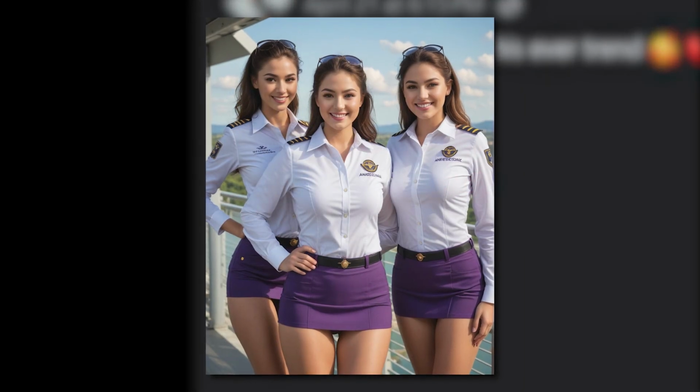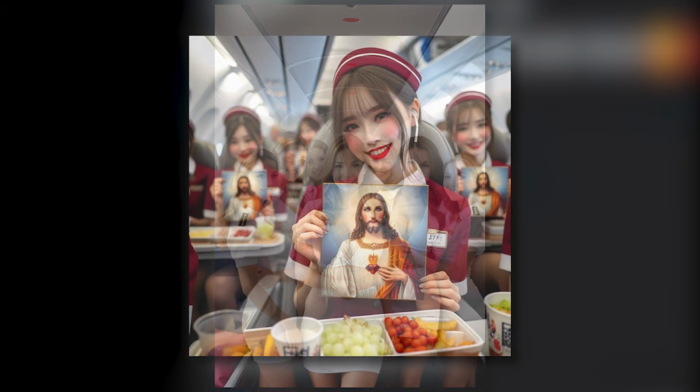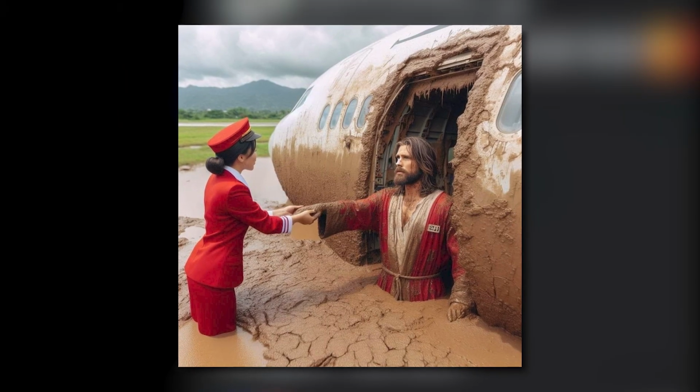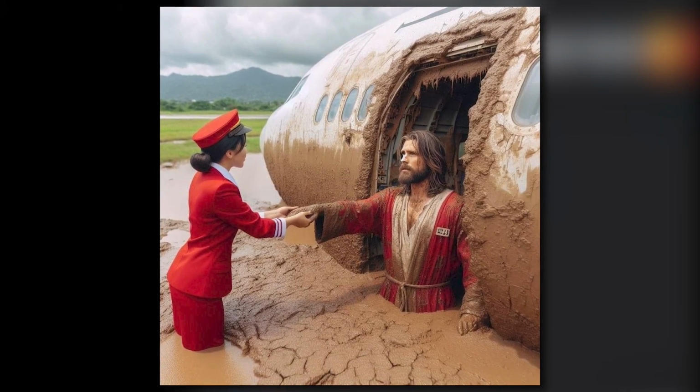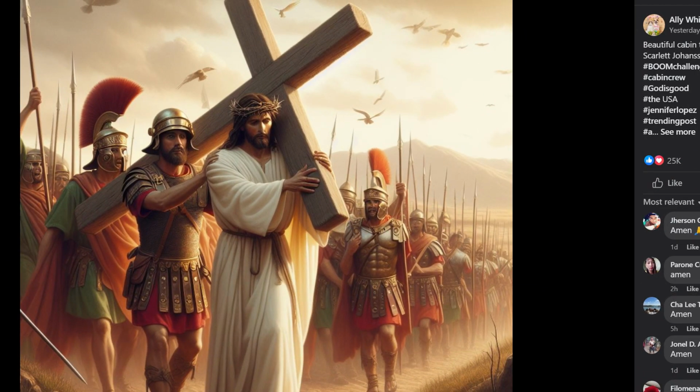Speaking of cabin crews, there's a disturbing amount of stewardess or flight attendant imagery in a lot of these AI images. Sometimes Jesus will be pictured with them, sometimes not. Not sure what the significance of cabin crews is, to be honest. Beautiful cabin crew. They'll say that even if there's no cabin crew in the image.